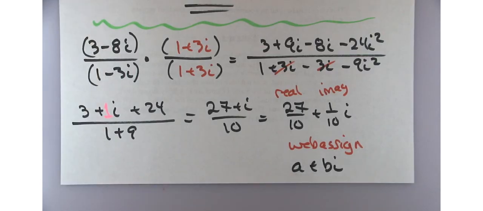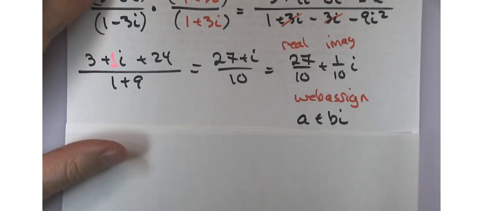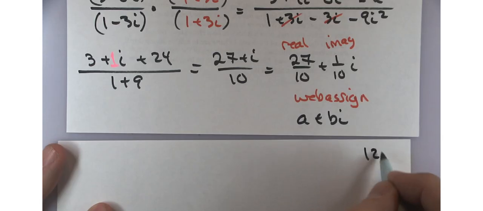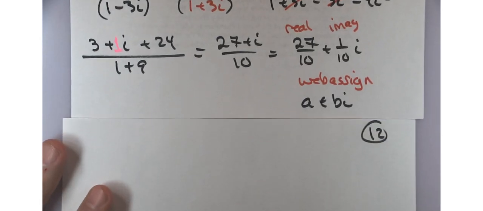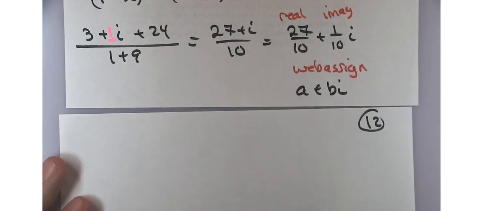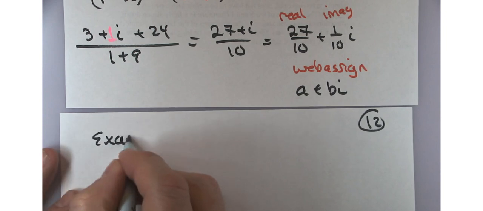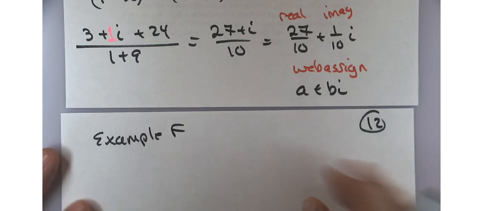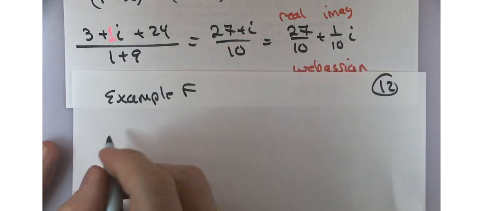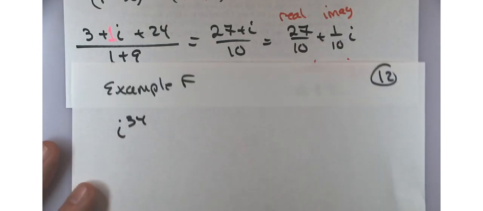All right, I will show you a couple last quick examples. I've become less convinced that they're worthy of test questions, but they are in the homework. So last but not least, example F: i to the 34th. The thing that I want you to remember the most is this.